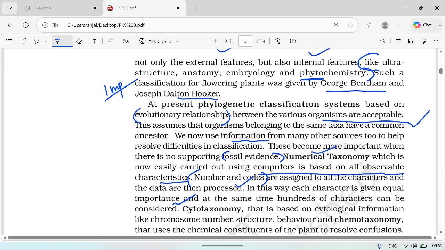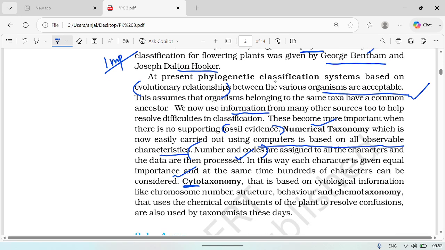Then cyto means what? Cell, right? So cytotaxonomy is based on cytological information like chromosome number, chromosome structure, behavior, and chemotaxonomy, that is chemical. Chemo means chemical. Taxonomy means classification, that uses chemical constituents of plants to resolve the confusions and is used by taxonomists these days. So there are phylogenetic classification, numerical taxonomy, cytotaxonomy, and chemotaxonomy.